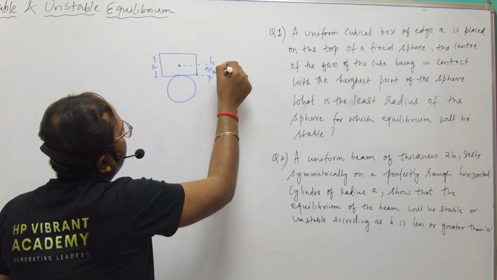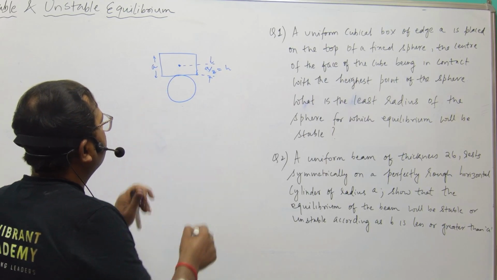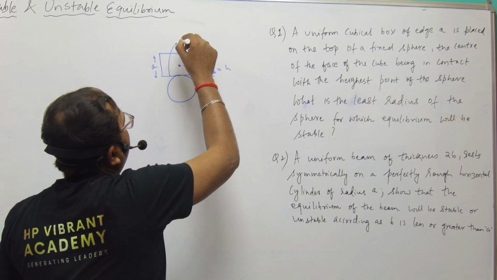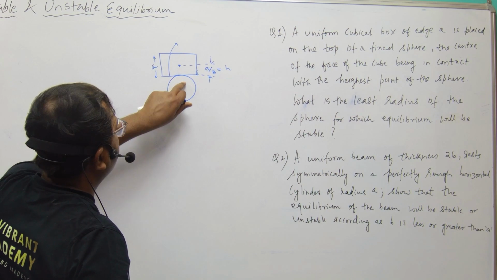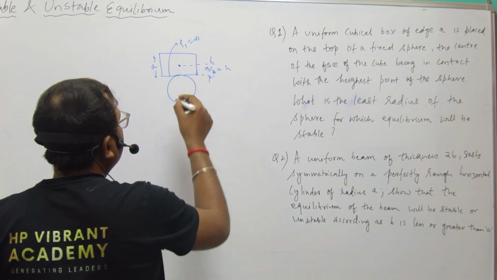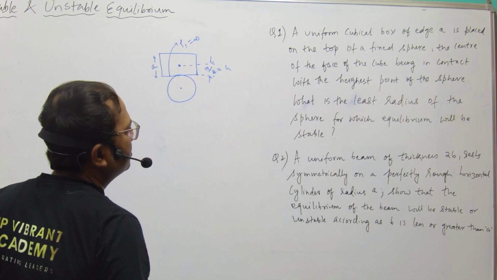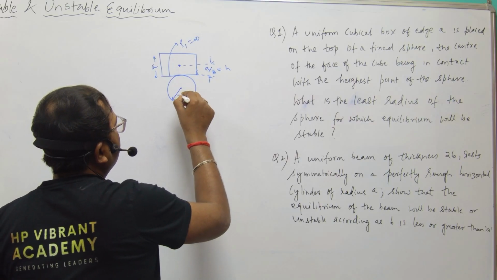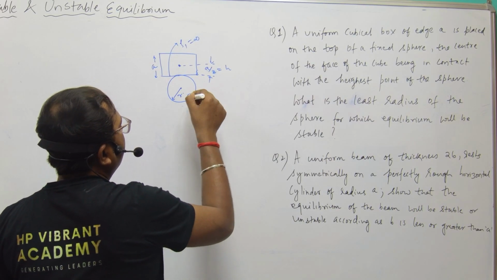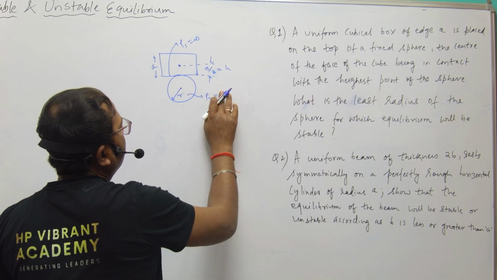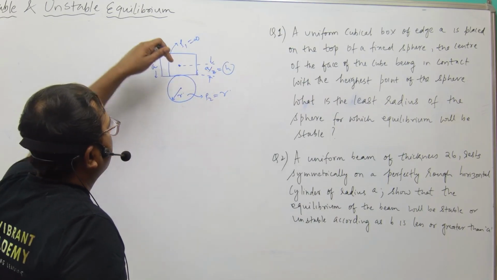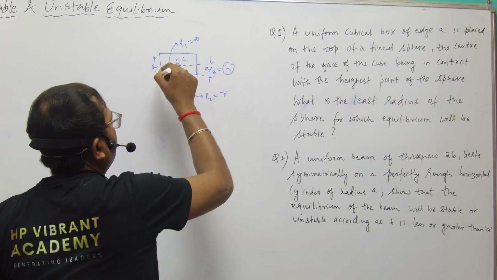So a upon 2 is h, and since this is a plane surface, the radius of curvature of this plane surface with respect to the cuboid will be infinity. So rho 1 is equal to infinity, and for the lower body, which is a sphere, let us consider the radius as r. So the radius of curvature of the lower body, rho 2, is equal to r, and h is a upon 2. So h is the height of the center of gravity from the point of contact.